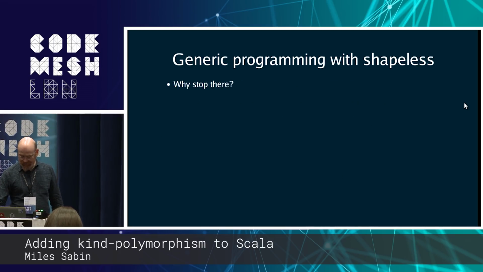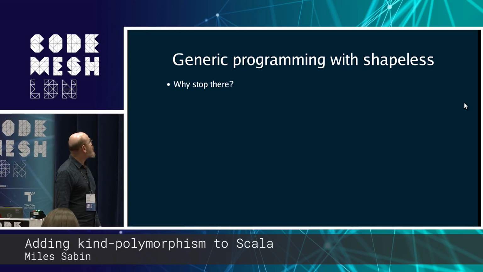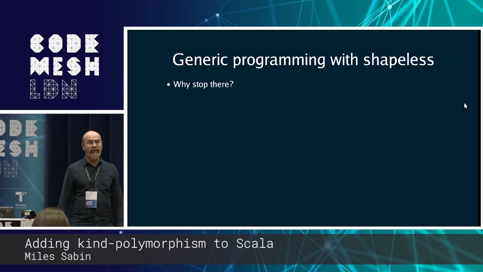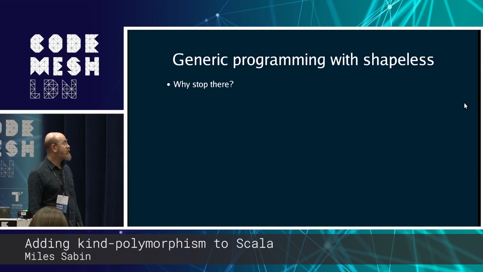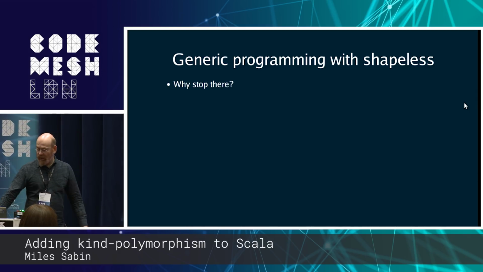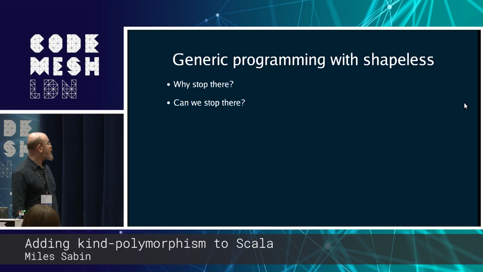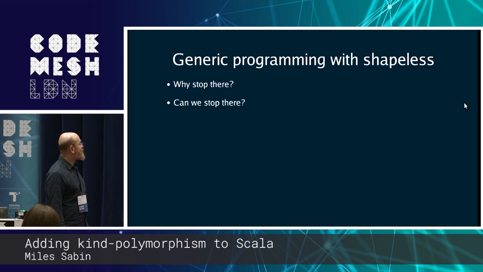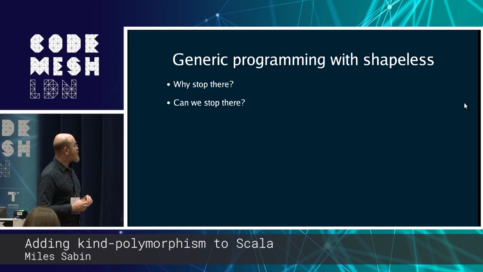So we've got Generic and we've got Generic1. Why stop there? I mean, that doesn't exhaust the kinds available. Can we stop there? It feels very awkward to have this bunch of special cases. Now, admittedly, types of kind star, it's kind of obvious. Types of kind star arrow star, we've got a whole bunch of familiar type classes that we know fit into that model.